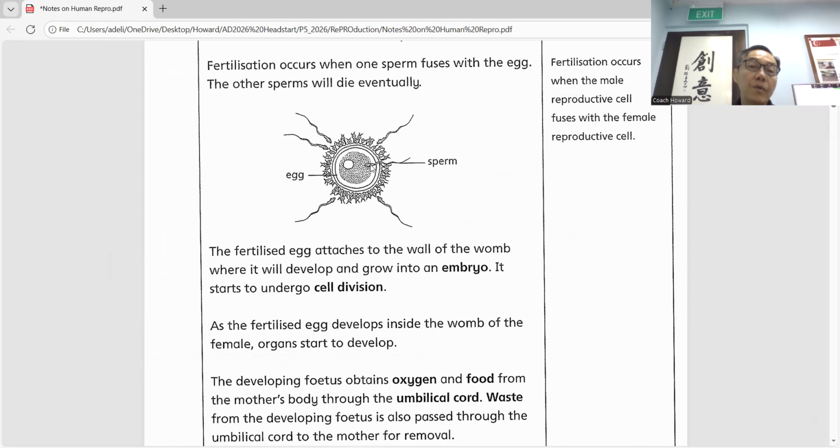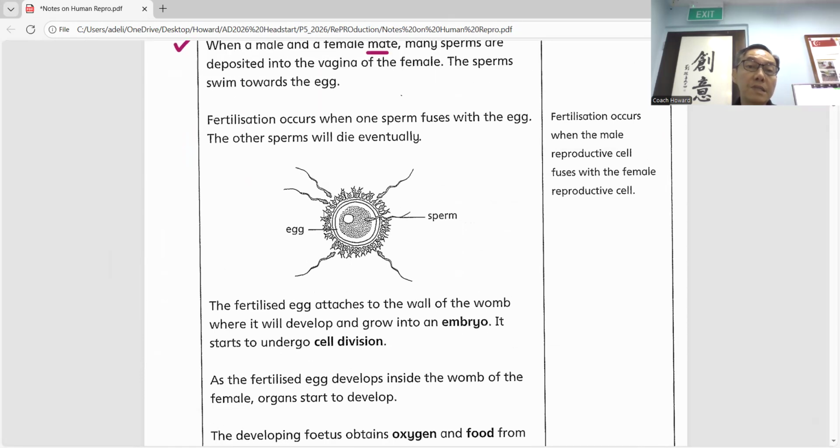Okay, so when they go inside, it's called fuse. This process is called fertilization. Take note of this, make a highlight of this. Fertilization occurs when one sperm fuses with the egg. Actually, all the other sperms will die.